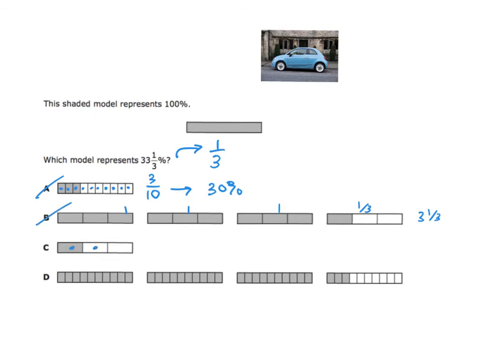It has 1 out of 3 shaded. That's 1/3. And then again, answer choice D has a whole, and a whole. And then we have 3/10. So this number is 3 3/10. So the correct answer here is choice C.